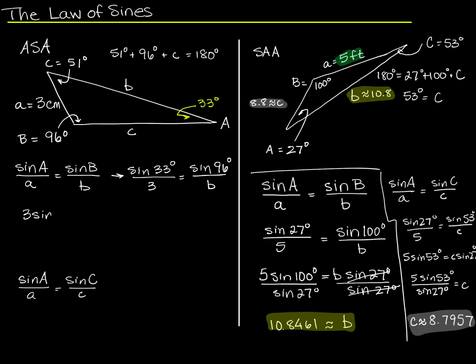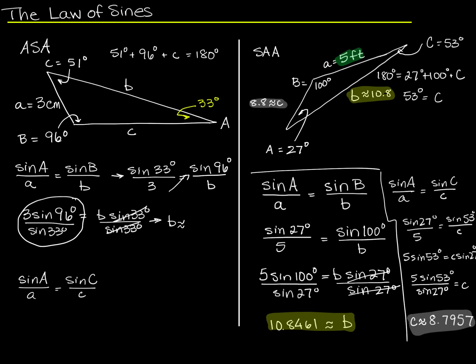3 times the sine of 96, I'm just cross multiplying, equals B times the sine of 33 degrees. And dividing both sides by the sine of 33 degrees, I get B is equal to this quantity here, which I'll do on the calculator. My calculator tells me that's approximately equal to 5.4781. And that's in centimeters.